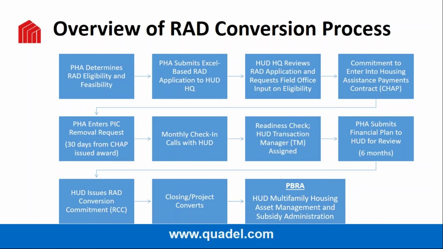At that point, HUD also assigns a transaction manager, and the transaction manager then becomes the HUD point of contact for the PHA or owner and helps assist them with coordinating the remaining facets of the RAD conversion process.